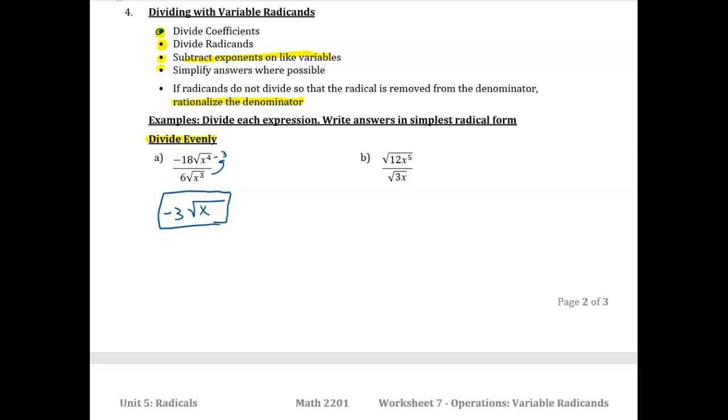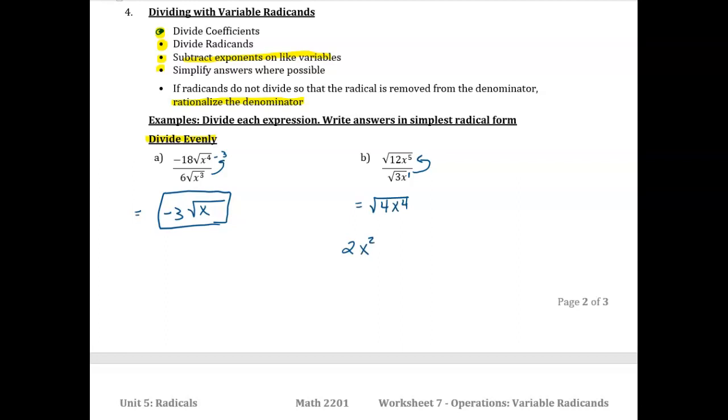B, we do not have coefficients here to divide. So we do not have coefficients to divide, so it's just underneath the radical sign. So 12 divided by 3 is 4. X to the power 5 divided by x to the power 1. Always take the smaller exponent and subtract it to where the bigger one is. So 5 take away 1 is 4. Square root of 4 for the coefficient is 2. Square root of x to the power 4.